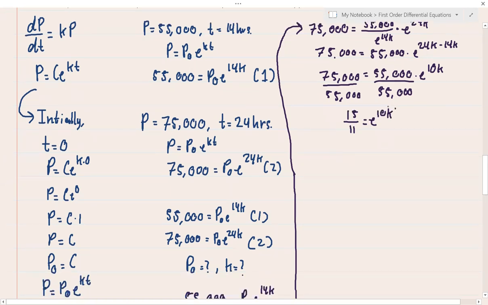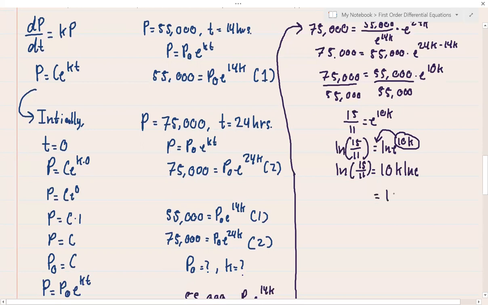Now, let's find your K. Okay, hanapin natin si K. So, we will use ln. So, ln of 15 all over 11 is equal to ln of e raised to 10K. And ibaba natin yun, so magiging 10K times ln of e is equal to ln of 15 all over 11.